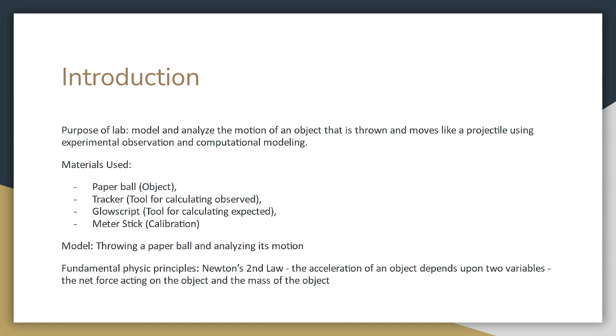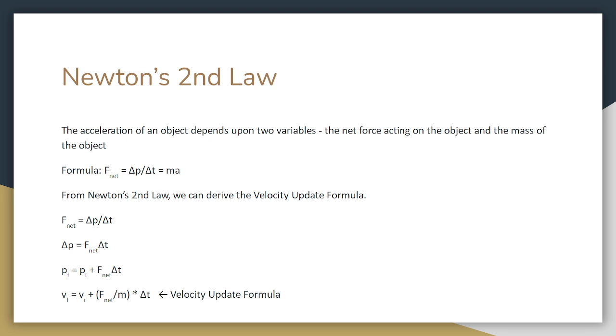The model was throwing a paper ball and analyzing its motion, and the fundamental physics principle applied here is Newton's second law, which states that the acceleration of an object depends upon two variables: the net force acting on the object and the mass of the object. So the formula for Newton's second law is F_net equals the change in momentum over the change in time, which also equals mass times acceleration.